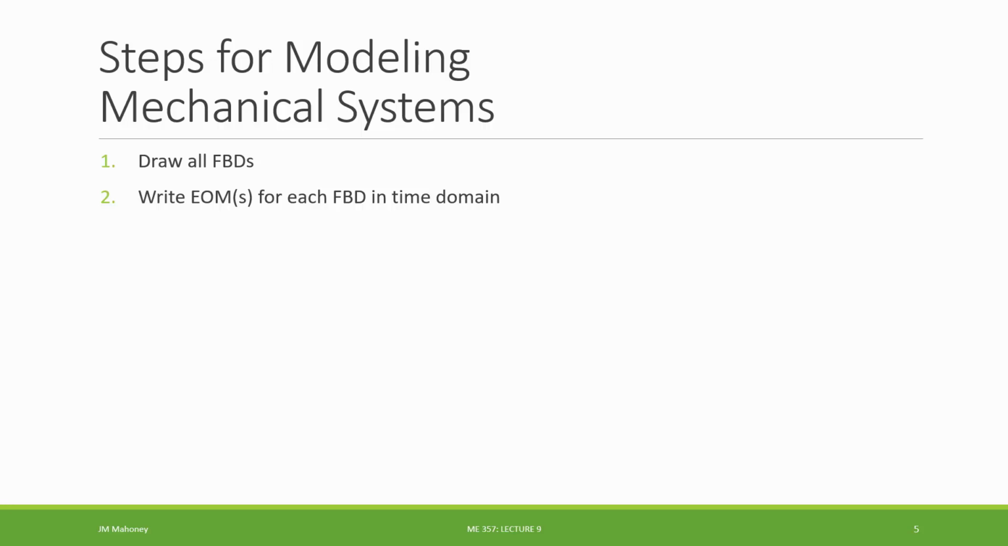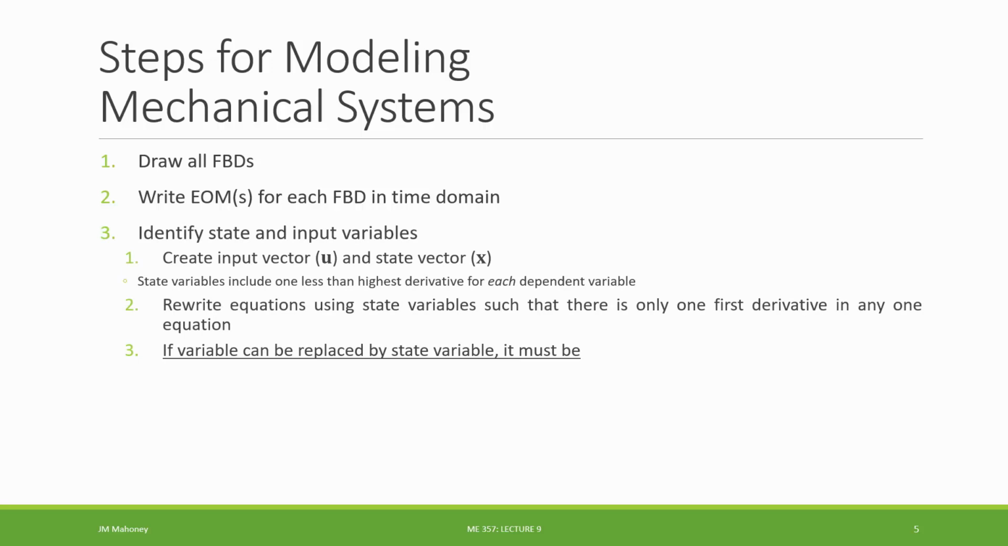What we're going to do is look at the collection of equations of motion that we wrote. And we are going to identify the inputs and the states of the system. And from the inputs, we're going to create the input vector. And from the states, we are going to create the state vector.